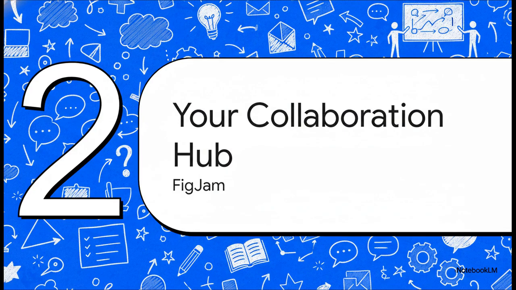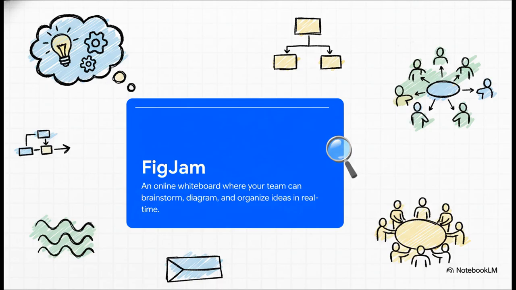Okay, now for our second tool. If Canva is your all-in-one creative suite, I want you to think of FigJam as your dedicated, super-powered collaboration hub. So what's the deal with FigJam? Well, it was built from day one for a single purpose, to be the absolute best digital whiteboard for real-time collaboration. It's all about brainstorming, diagramming, and organizing ideas as a group, and it does it so well.